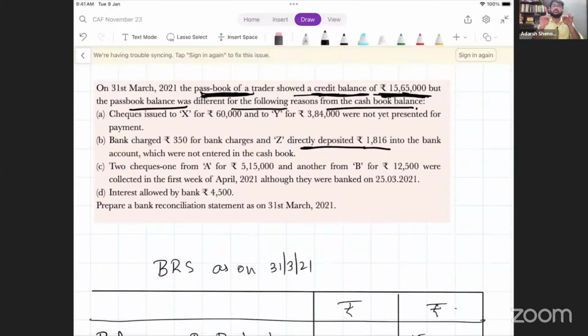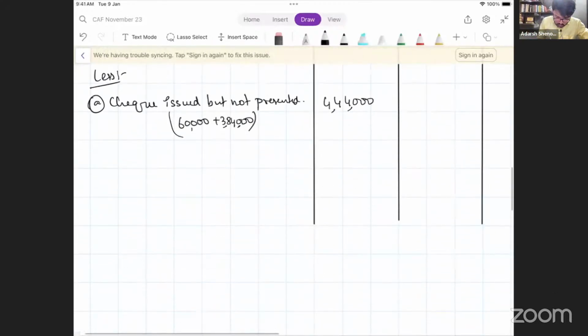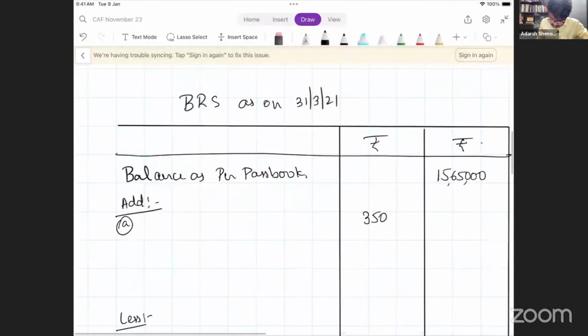And Z directly deposited 1816. Okay, which book has moved? Again, the passbook has moved. I did not know this. I did not record this in the cash book, but in the passbook, the entry will be made because he went to the bank and put the money. So the passbook has moved upwards. Now the starting point is what? The passbook is the starting point. So what will I have to do? I will have to less, because from the passbook, I have to reach the cash book balance. So less 1816.